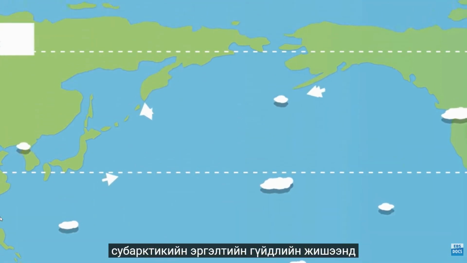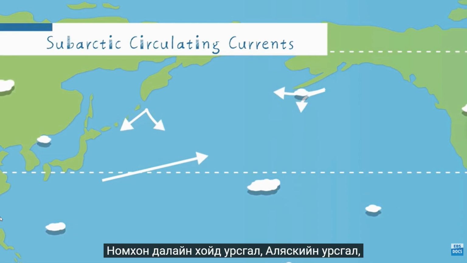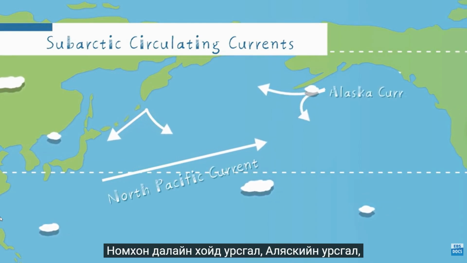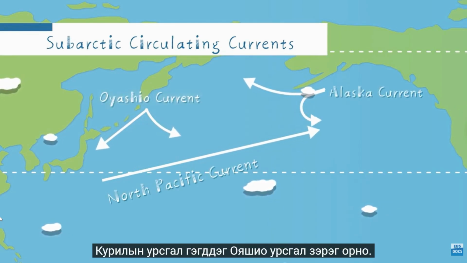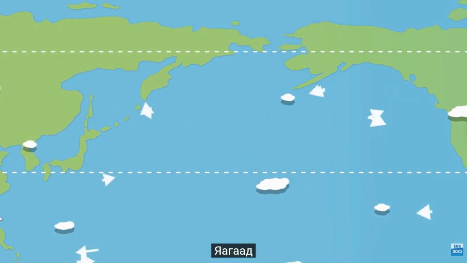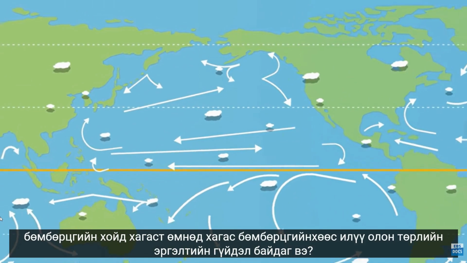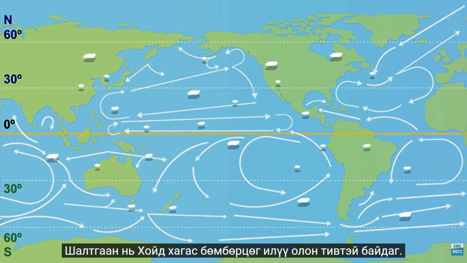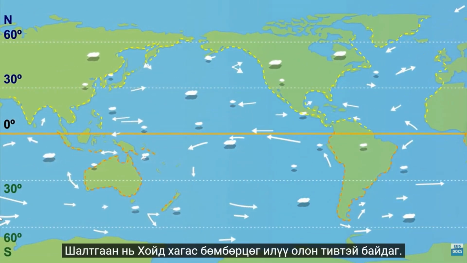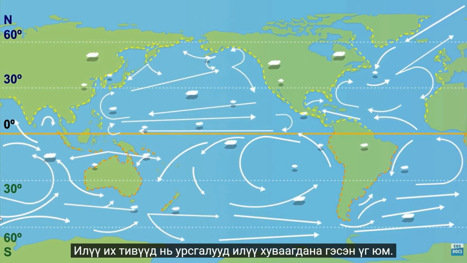Examples of subarctic circulating currents, found only in the northern hemisphere, include the North Pacific Current, the Alaska Current, and the Oyashio Current, also known as the Kuril Current. Why are there more types of circulation currents in the northern hemisphere than in the southern hemisphere? The reason is because the northern hemisphere has more continents. More continents means that the currents are more broken up.